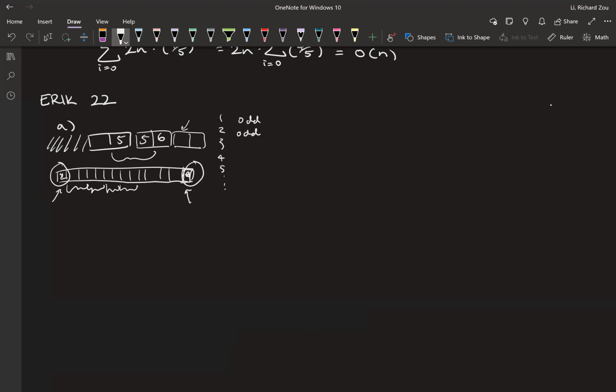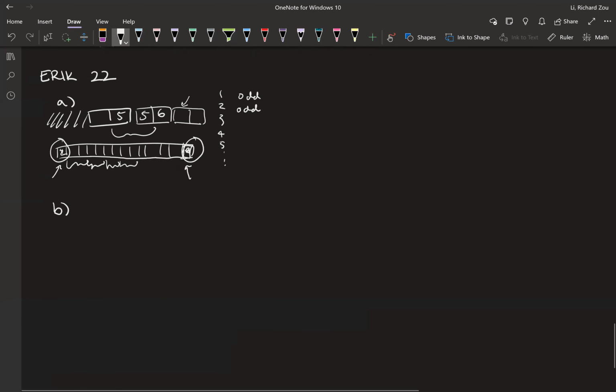For the second part though, given an arbitrary bag D of dominoes, is there a legal arrangement of dominoes from D in which every integer between 1 and n appears exactly twice? Okay, so let's think about what we might do here then.